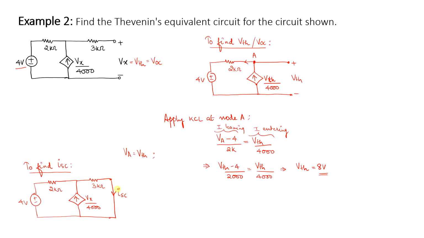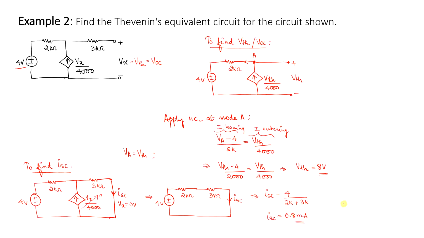Now initially this terminal was what? This terminal was represented as Vx, right? When I make this terminal Vx a short, it is equivalent to saying I am making Vx equal to 0 volt. So when I make Vx equal to 0 volt, what happens to this dependent current source? 0 divided by 4000 is equal to 0. So I can redraw this particular circuit simply as, ISC will be equal to, just apply KVL to this circuit, ISC will be the source voltage divided by 2K plus 3K, 0.8 milliamps.